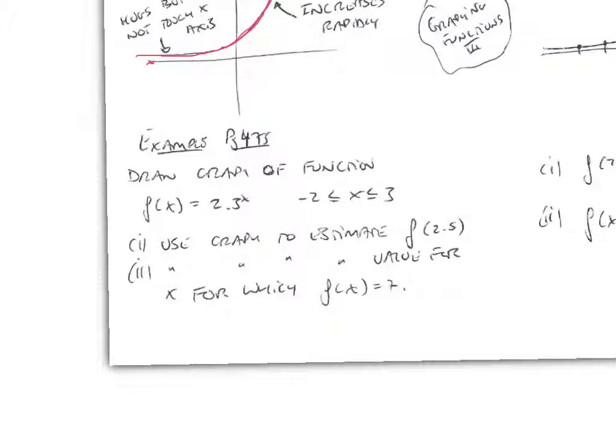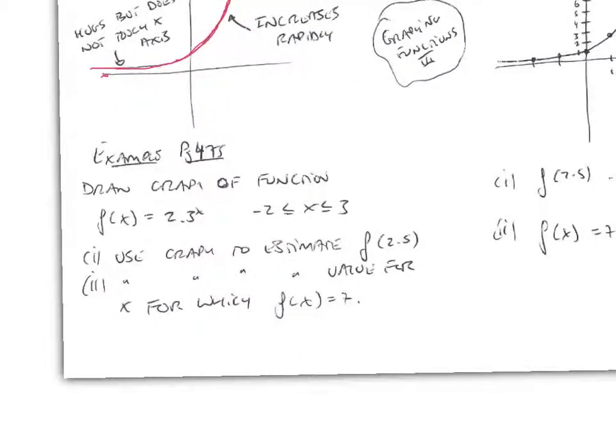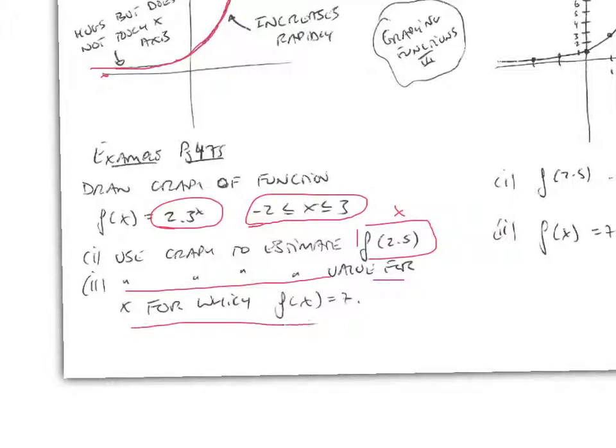So here's the example from page 475 in the book, which is wrong. So here's a more correct version. Anyway, draw the graph of the function f of x equals 2.3 to the power of x, in the domain x is greater than or equal to minus 2, less than or equal to 3. Use the graph to estimate f of 2.5. So basically, when x is 2.5, find what the y value is, and use the graph to estimate the value of x for which f of x, or y, is equal to 7.